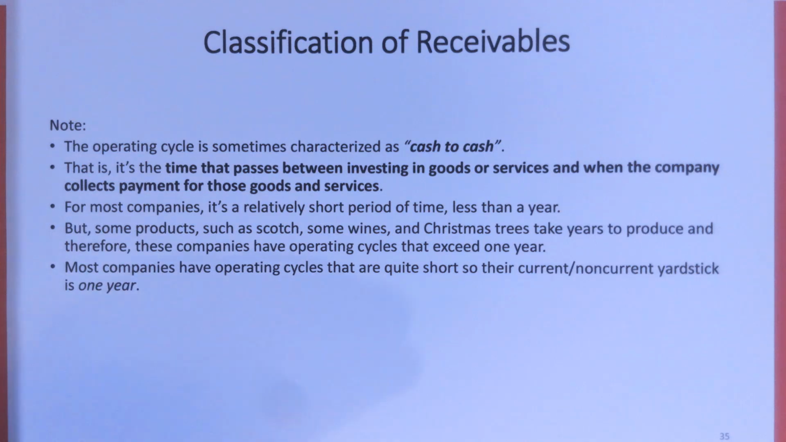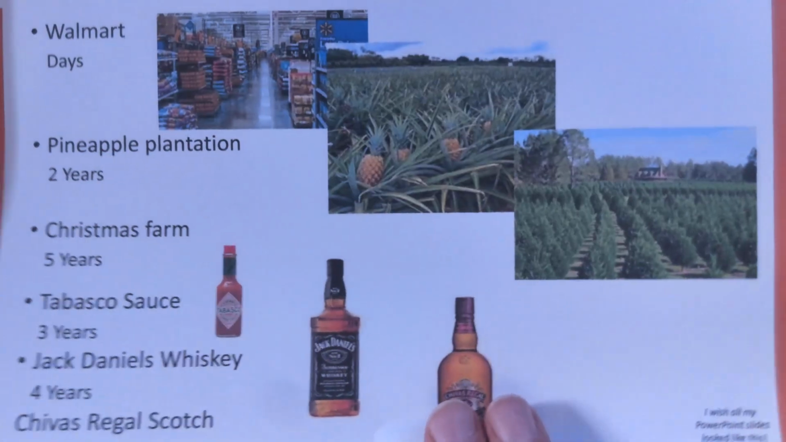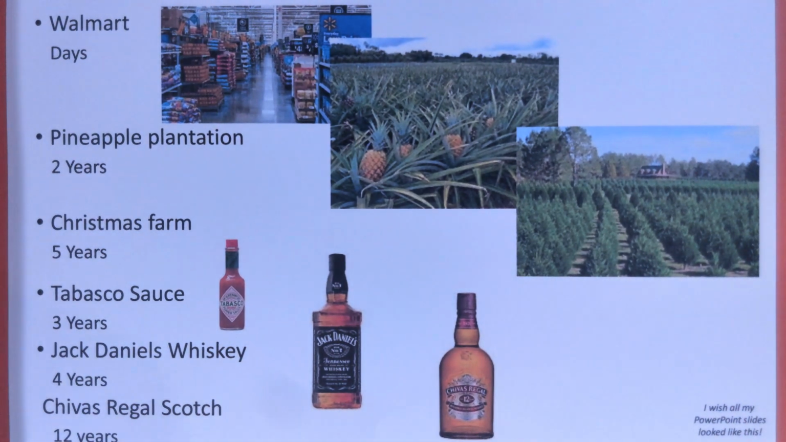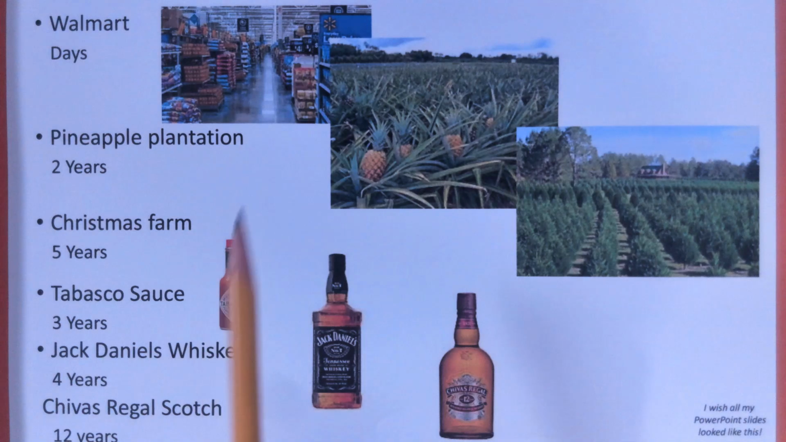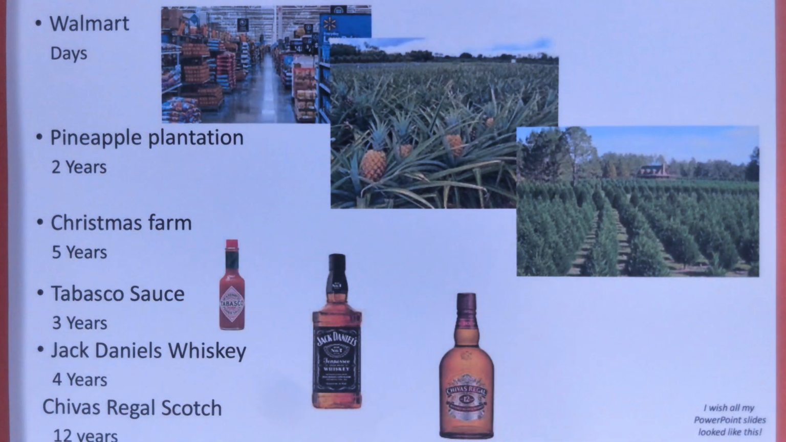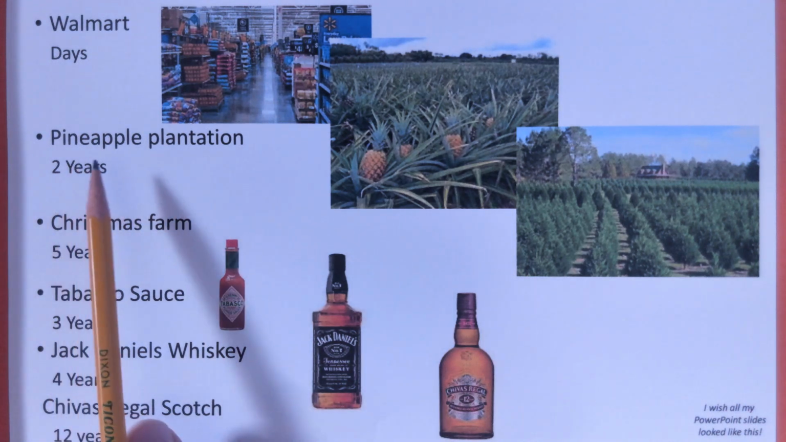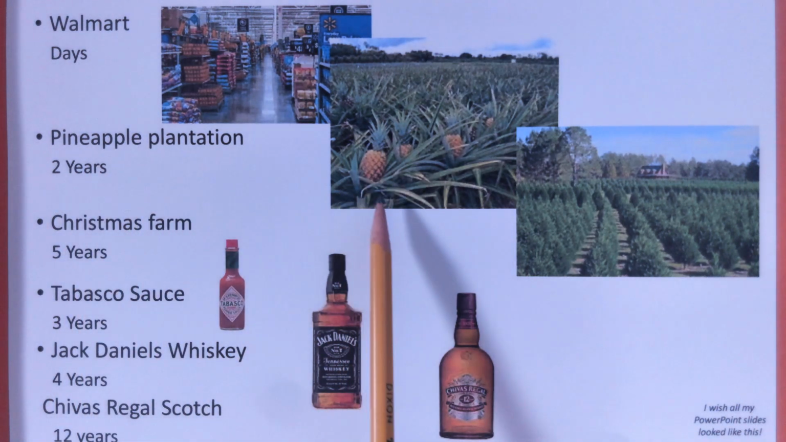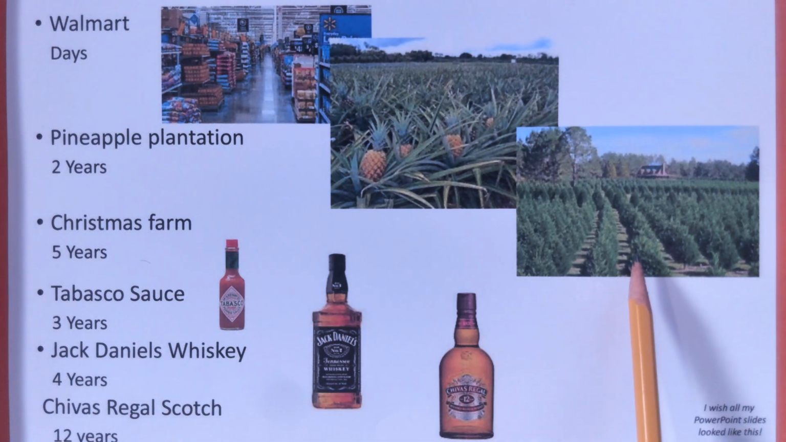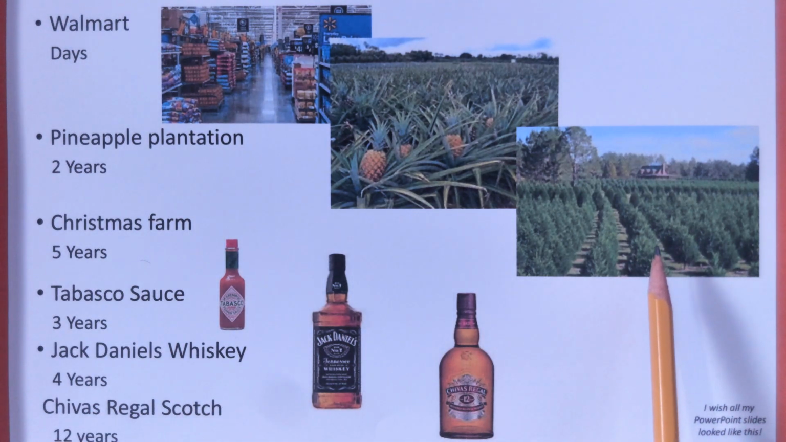Now, for most companies like Walmart, the cash-to-cash cycle is real quick. From the time they invest in their product to the time they collect the money for that product is pretty soon. They invest in the product, they bring it into their warehouse, they may pay for it, and then they sell it almost immediately in their stores. But for other businesses, such as a pineapple plantation, when you plant pineapples, it takes 2 years before you can harvest the pineapples on average. Christmas trees, from the time you plant Christmas trees to the time you harvest them, is about 5 years.